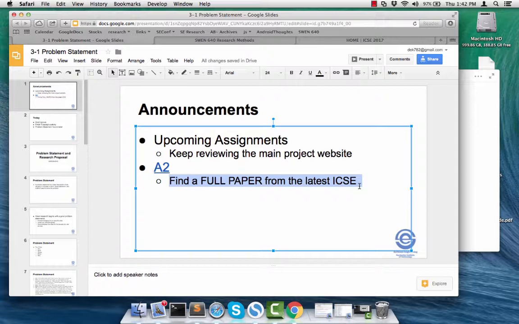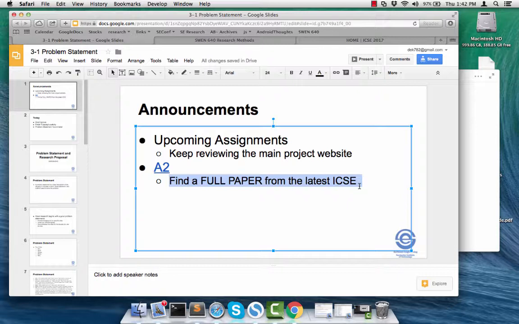So what you should do is find a full paper, not a short paper. When I say short, I mean a 2, 4, or 6-page paper. You should find a full paper from the latest offering of ICSE. To find the latest offering of ICSE, frankly, if you just type in ICSE and the current year, it'll take you to the current ICSE website, and then it'll take maybe a little bit of searching to find the latest papers published there. It may take 5 or 10 minutes of searching to find the list of accepted papers to ICSE.